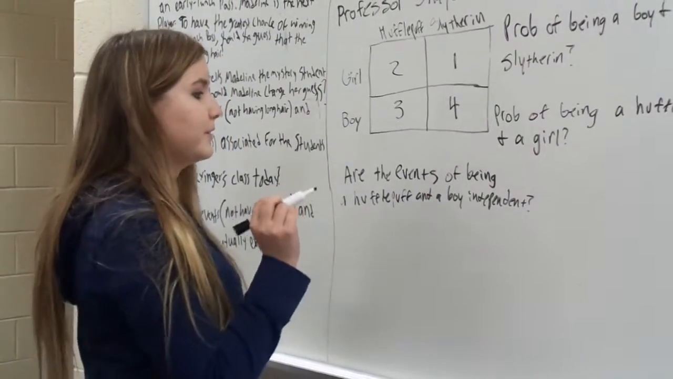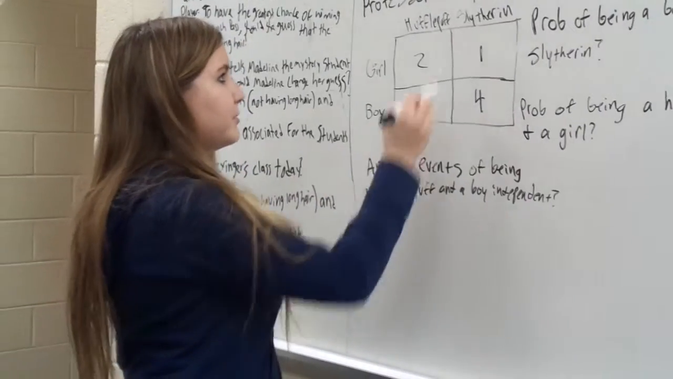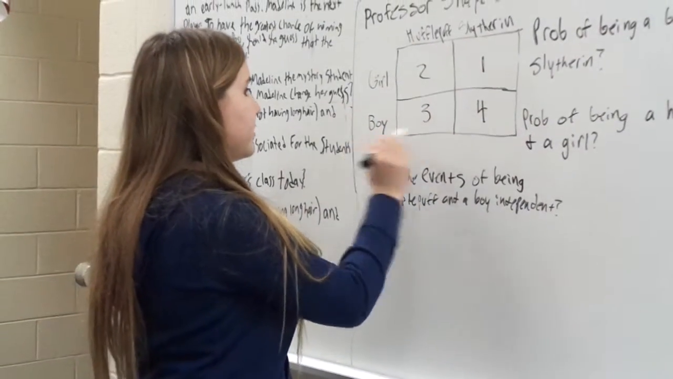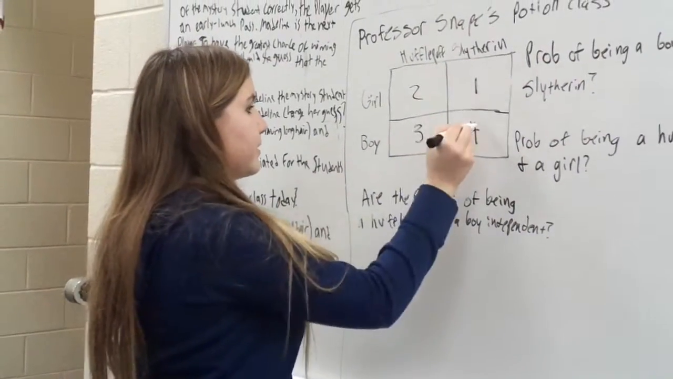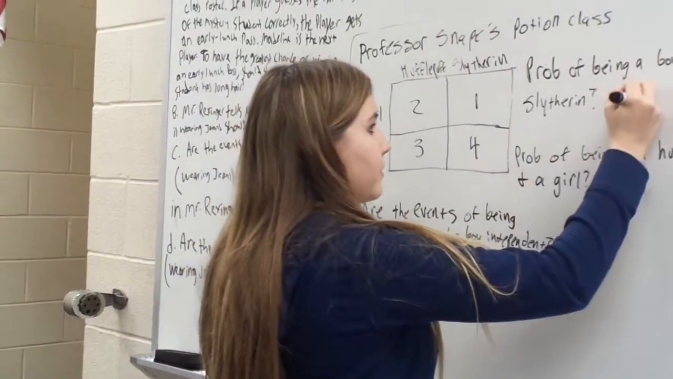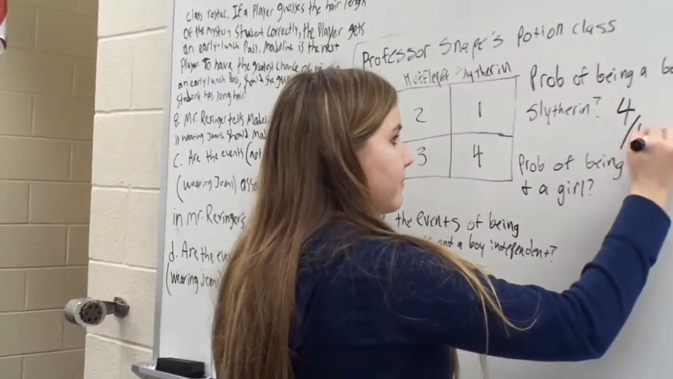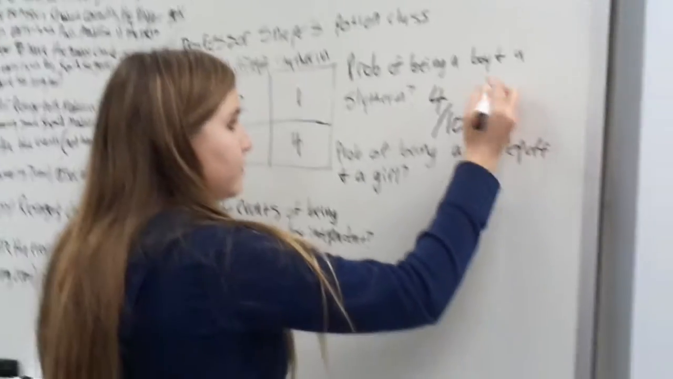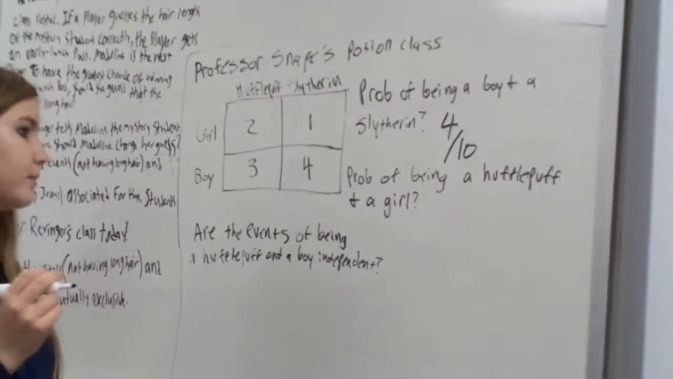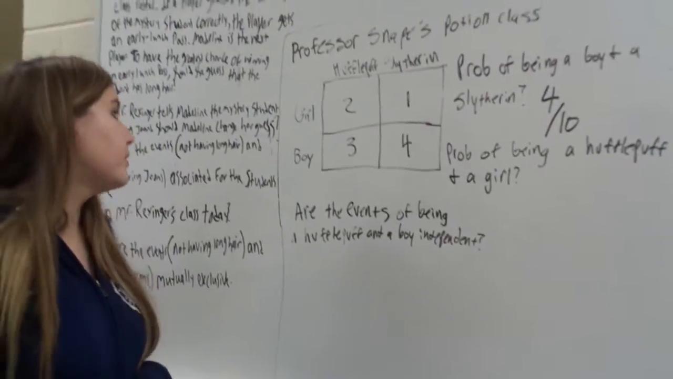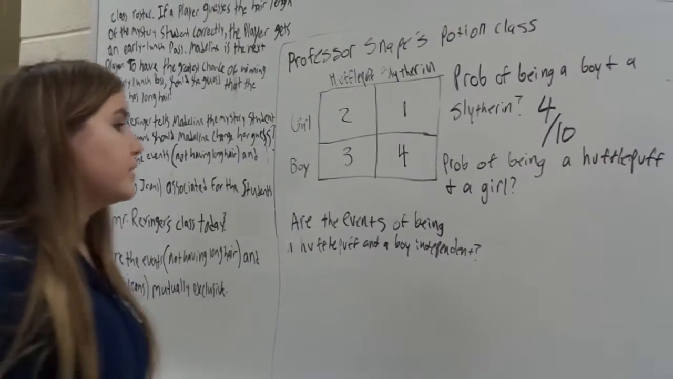So we would look at our table, and we would look at the boy and Slytherin. So that's 4 out of 10 students. And then the probability of being Hufflepuff and a girl, which would be 2 out of 10.